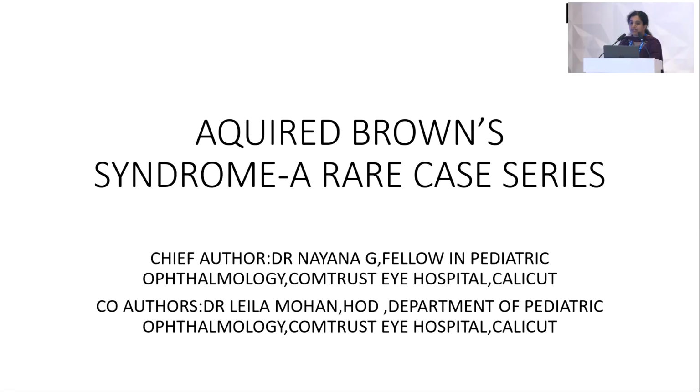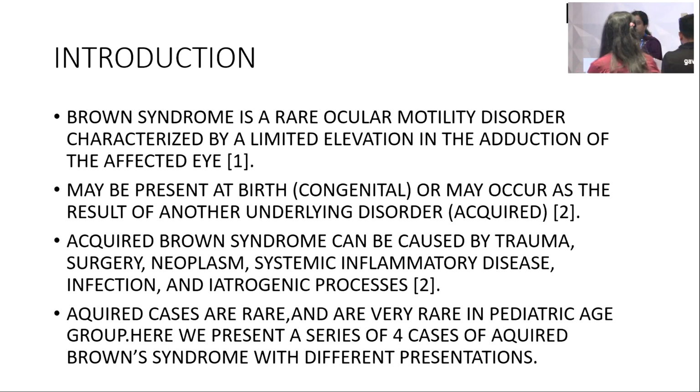I'll be presenting a series of acquired Brown syndrome, which is a rare case series. As we all know, Brown syndrome is a rare ocular motility disorder characterized by limitation of elevation in adduction. Usually, it presents as a congenital entity, but can be acquired also. That may be caused by trauma, surgery, neoplasms, or inflammatory diseases or infections. Acquired cases are rare, especially in the pediatric age group. We present a series of 4 cases of acquired Brown syndrome with varied presentations.